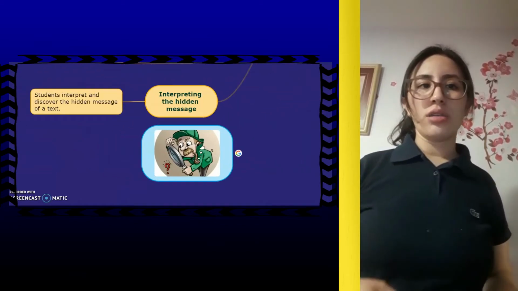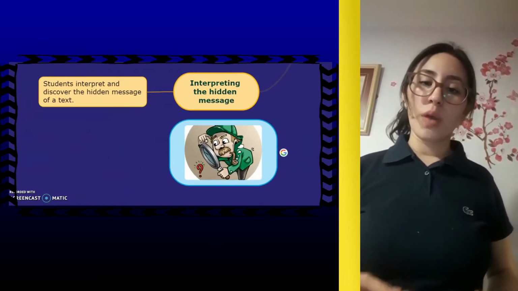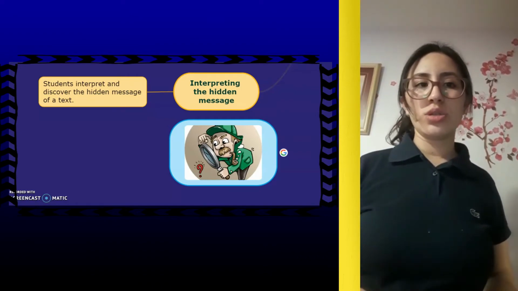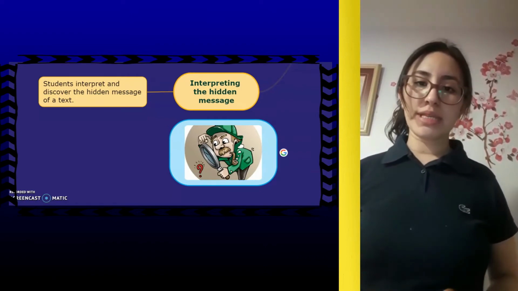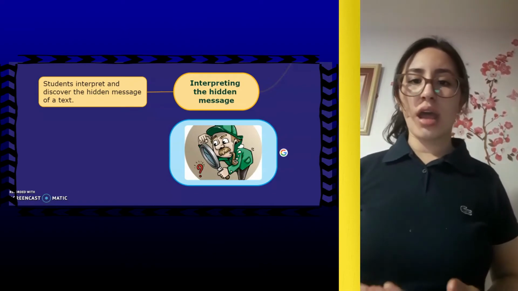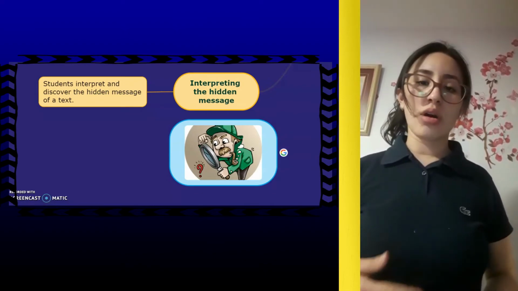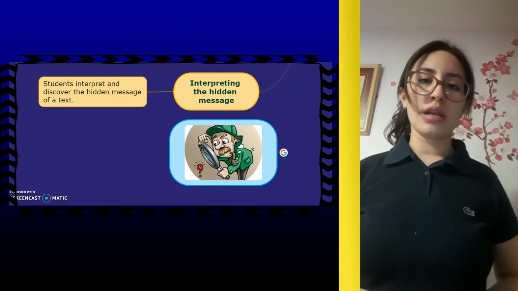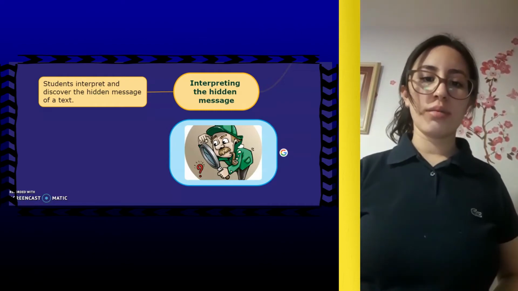And finally, interpreting the hidden message. The critical discourse analysis applied in reading skills helps students to improve and develop their deductive skills. For instance, the teacher can ask students to interpret and discover the hidden messages of a text that was written in a specific sociocultural context.